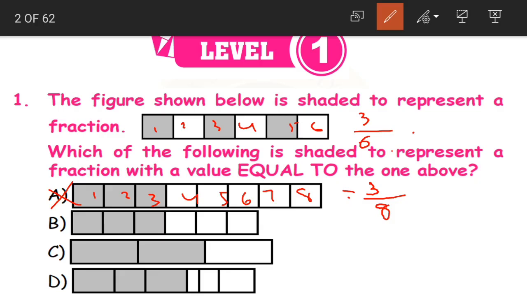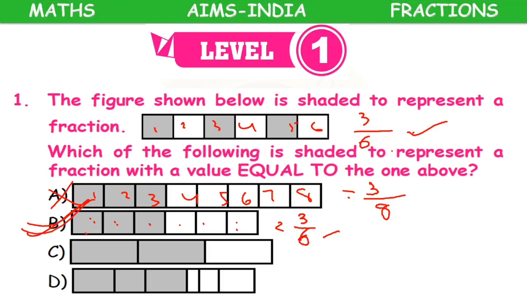Moving to option B. Here 1, 2, 3 parts are shaded. So 3 divided by how many parts is the figure divided into, children? 1, 2, 3, 4, 5, 6. So 3 by 6 is the fraction of the shaded part in this figure. Here also we have got 3 by 6, and even in the question our figure represented 3 by 6. So what is the correct answer? Option B becomes our correct answer, children. Understood? Question number 1.